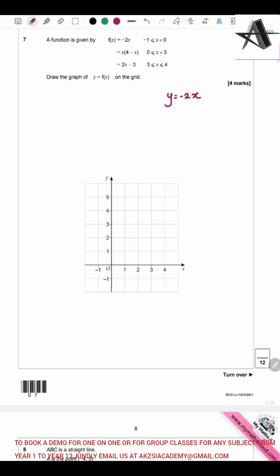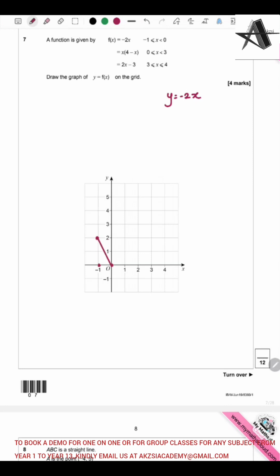Even if you don't know, just take some values because x is from negative 1 to 0. So just put first negative 1, you'll get y as 2. And when you put 0, you'll get 0. So this is your straight line like this.